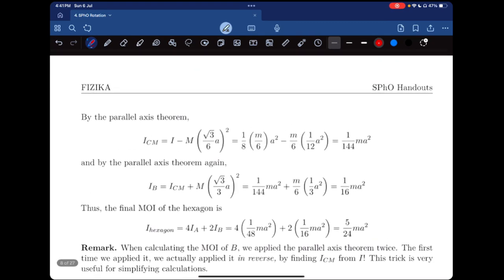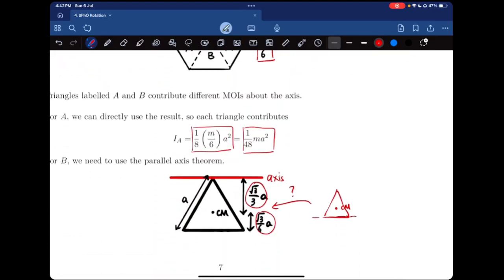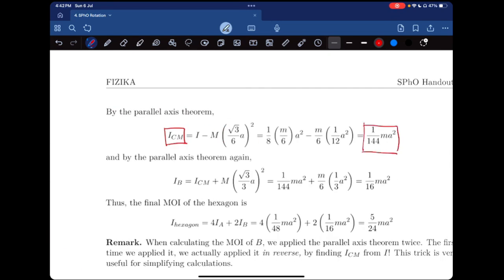We apply the parallel axis theorem twice. The first time, we find the moment of inertia through the CM by applying it in reverse. So we take the given I from the result, minus m times the distance to the CM squared, and we get this through the CM. Then we apply it again to get it through the axis that we want, and we get this. So each B triangle contributes this MOI. Now we can find the final MOI by summing 4IA plus 2IB, and you get 5/24 MA squared.